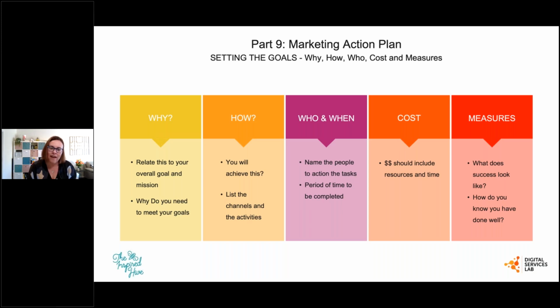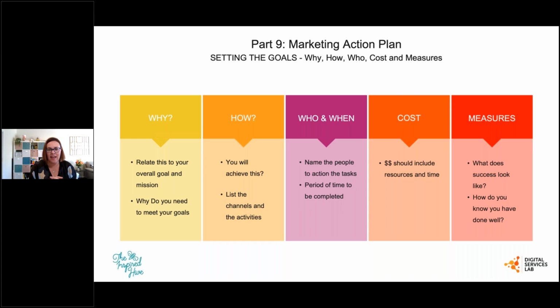So you want to think about your why. A why might be that you're wanting to decrease unemployment in your particular region. So that might be your particular why. So you want to relate it back again to your overall goals and mission and vision of your organisation. So yes, you want to be able to think about what is that goal? Why is it that you're wanting to achieve that?